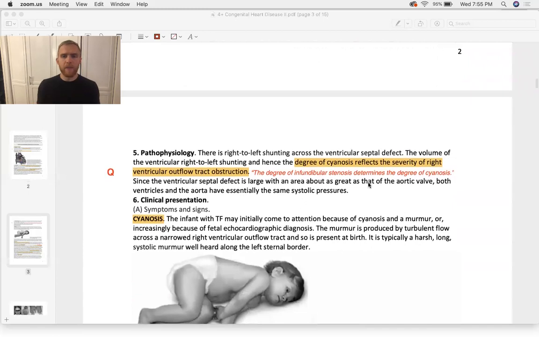And this comes up at the top of page 3, where the text mentions that the degree of cyanosis experienced by the patient reflects the severity of the outflow tract obstruction. And I think that's particularly question-worthy because that's kind of the root cause of all of the symptoms you start to see in a tetralogy of Fallot patient. That is, the degree of infundibular stenosis is going to determine the severity of the symptoms that you see in these patients.